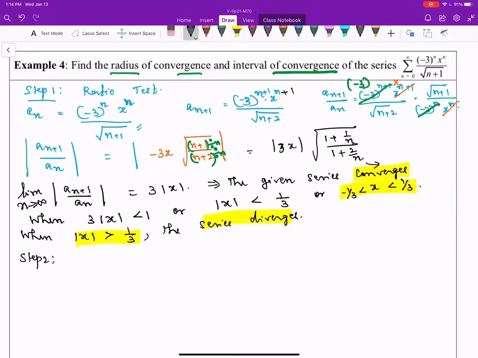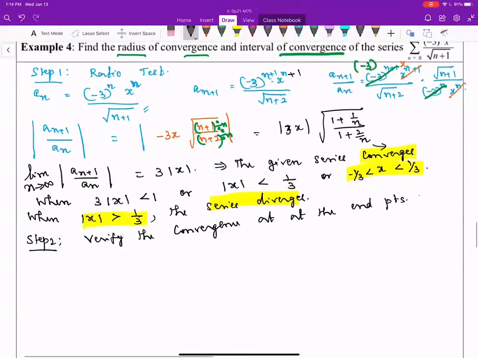So step 2, verify the convergence at the endpoints of the interval. The test is inconclusive when 3 times absolute x equals 1. That means x equals plus 1/3 or negative 1/3. So those points need to be verified. At the endpoints, x equal to negative 1/3 and x equal to positive 1/3. These are the endpoints of this interval.